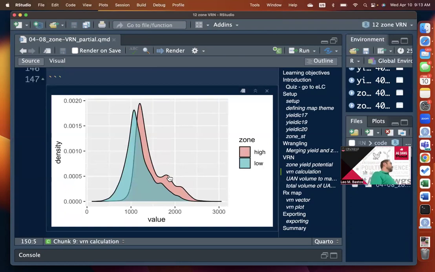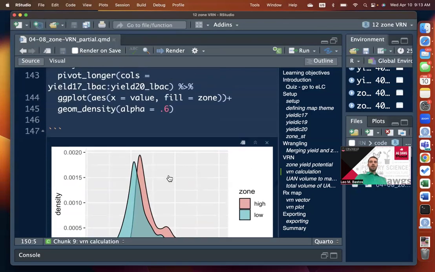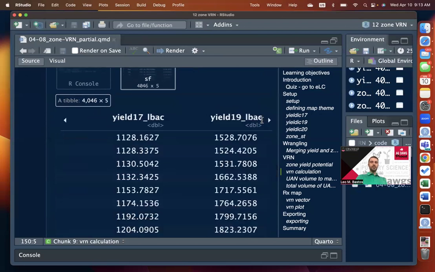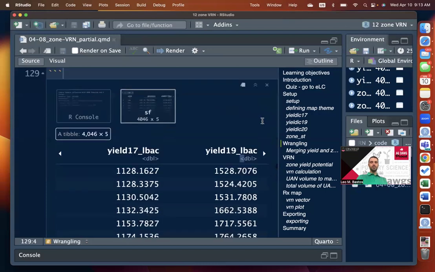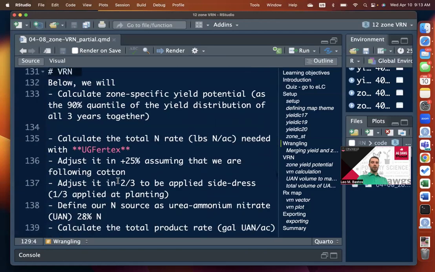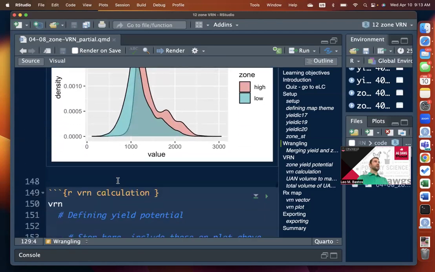If you remember last class, we talked about how we are going to determine yield potential. Remember, this is potential, so it should be a little bit higher than what you're getting on average, is how much you could get out of that area in a good year. So we're basically using the 90th quantile, as we talked about. In the previous code, for us to do that, we had to have a column with zone and the columns of the yield for the specific years. We have all that, so we're ready to start calculating the yield potential and so on.